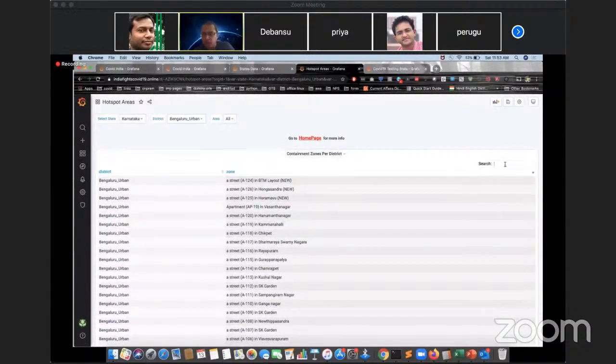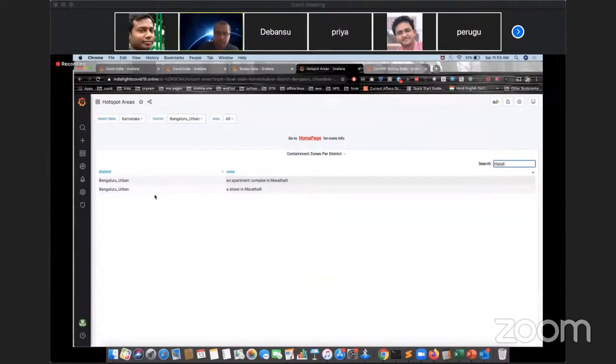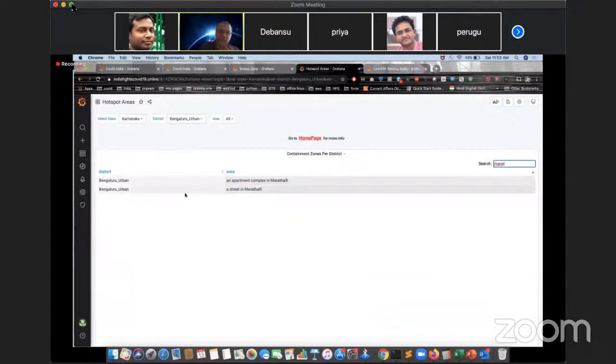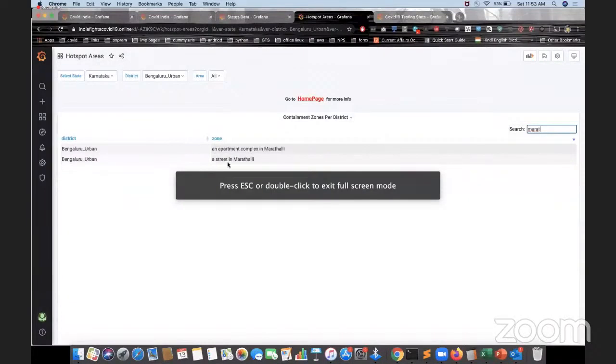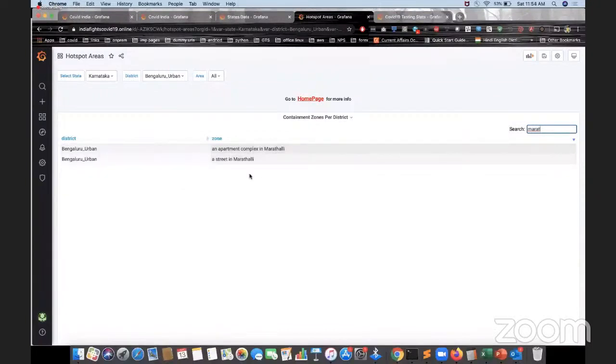But if you want to do a free search, you can do some free search over here. Like you can type Marathahalli, and you'll get, see this. So in that case, out of those 100 plus containment zones, you can still drill down to a more specific area. Like if you search for Marathahalli, it will show you Marathahalli. Yeah. So this was the tour of this portal, and I think pretty much I covered it.